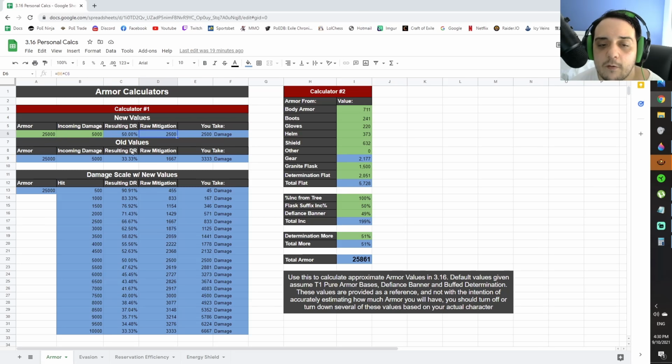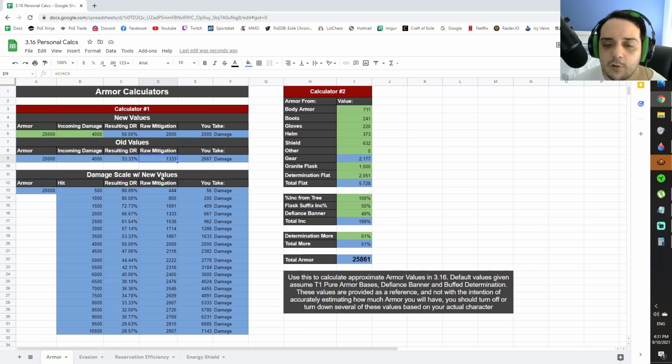Here you can see a comparison between the old values and the new values. So I'm just going to use an example of, say, 20,000 armor here, and our incoming damage is 4,000. This results in mitigating half of the damage. So we mitigate 2,000 damage, we take 2,000 damage. With the old armor formula, we were only mitigating 1,300 damage and we were taking 2.6, or almost 2,700 damage.